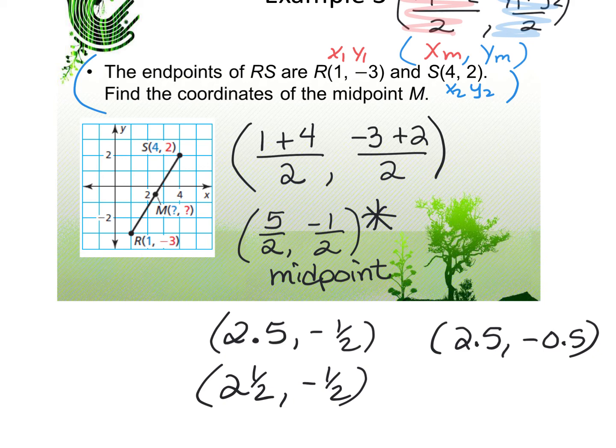Let's try another example where this time you're going to be given an endpoint and the midpoint, and you have to find the other endpoint. So this is where we're going to use the same formula, but we have to modify it a little bit or work backwards from it. Pretty good on this slide? All right, this one.